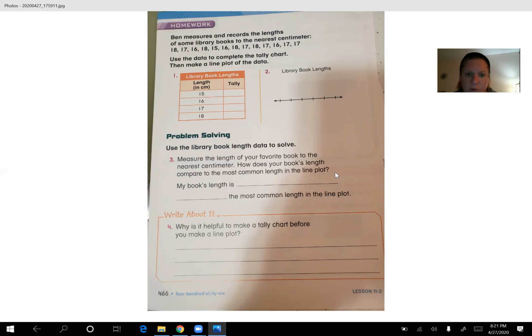Well, I think it would be helpful because then you know how many X's you're supposed to put above that number, and then you don't have to go back and count all of these different numbers that you have for your data. So that makes it easier. What's next?